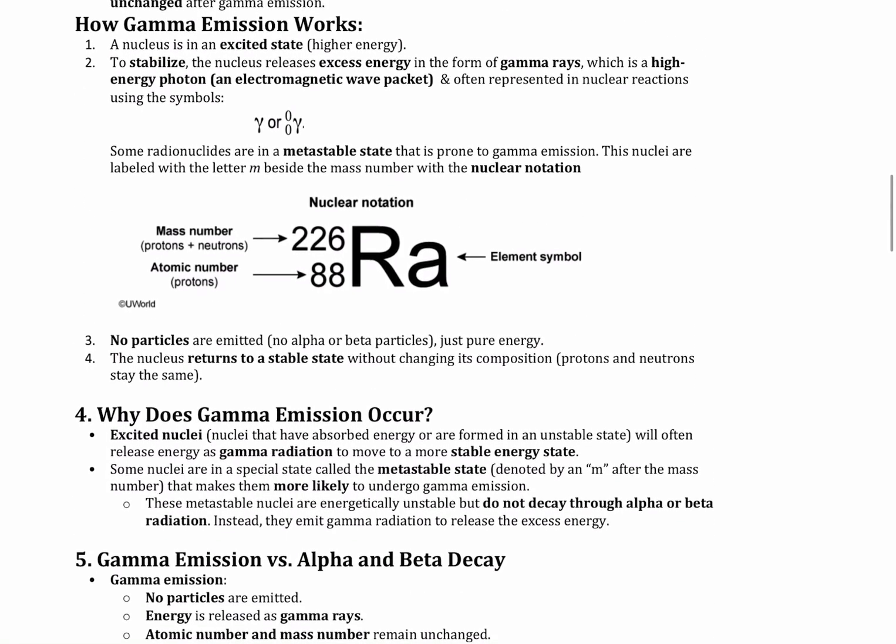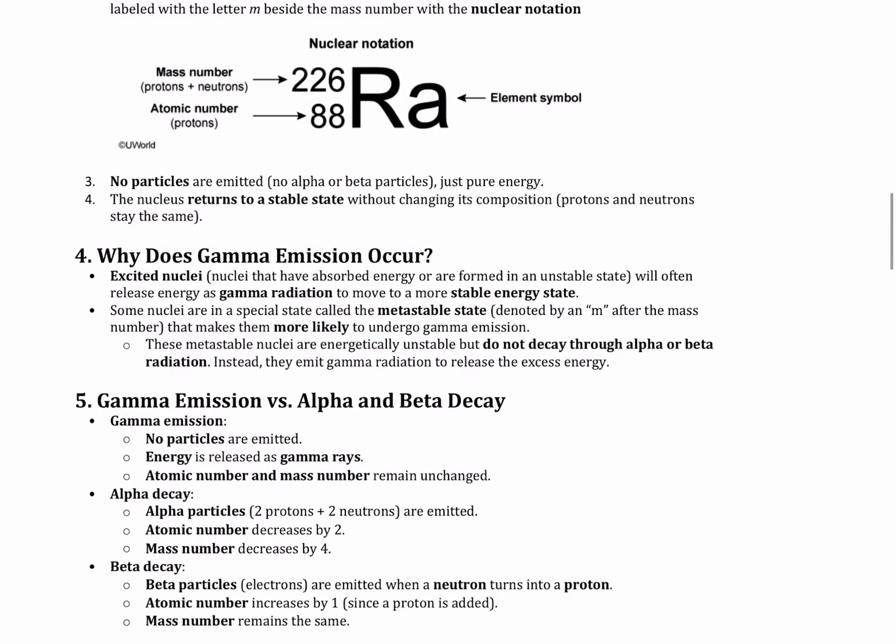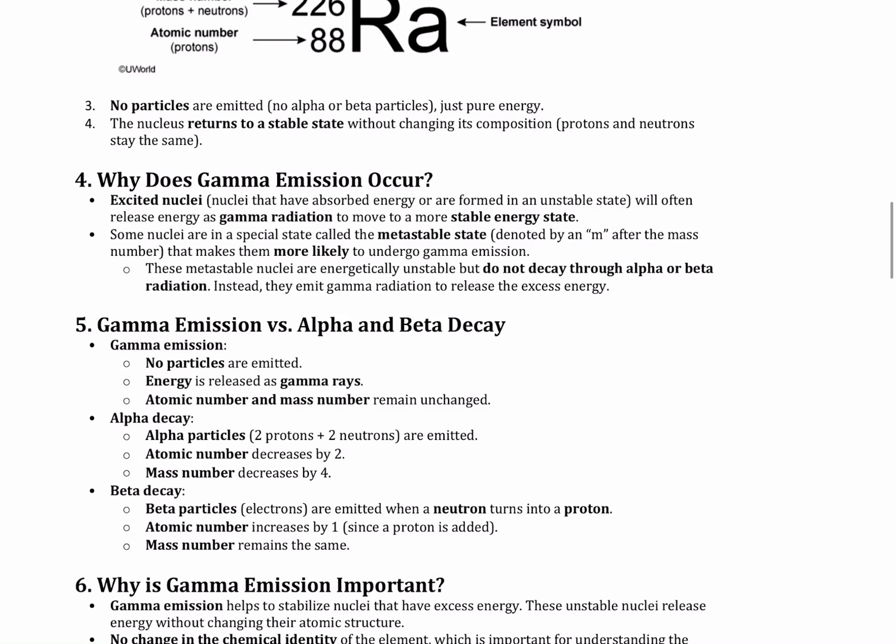So how does gamma emission work? Gamma emission works to stabilize the nucleus, releasing excess energy in the form of gamma rays, which are high energy photons. Knowing that no particles are emitted, it's just pure energy. The nucleus returns to a stable state without changing its composition, so protons and neutrons stay the same. It's important to understand that in gamma emission, excited nuclei will often release energy as gamma radiation to move to a more stable energy state.